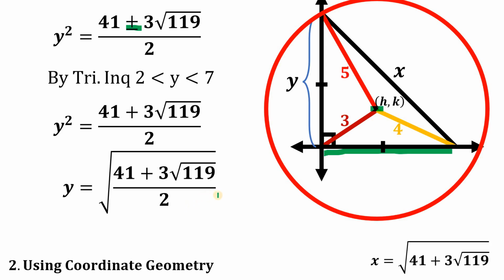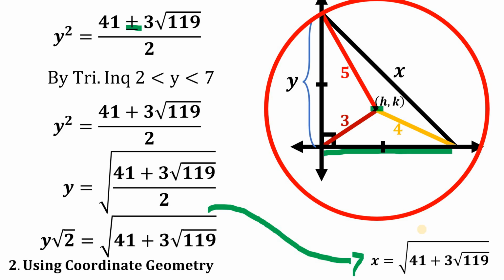And we know, if we multiply both sides by square root of 2, because this x is simply equivalent to y times square root of 2, we get the result: square root of 41 plus 3 times square root of 19. Therefore, without using any sine and cosine, we arrive at this answer, square root of 41 plus 3 times square root of 19. And this is our answer to this question.